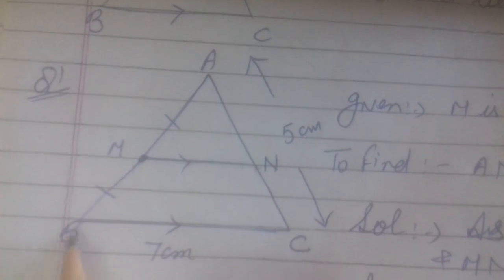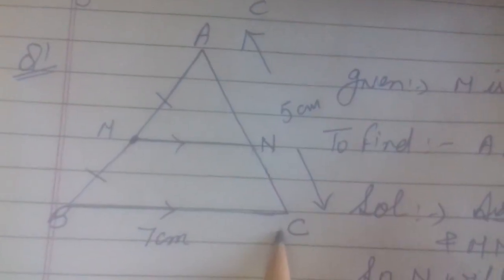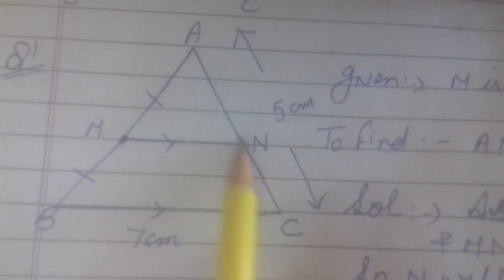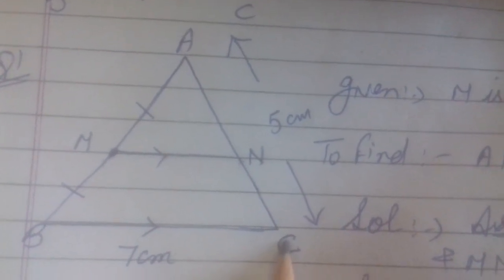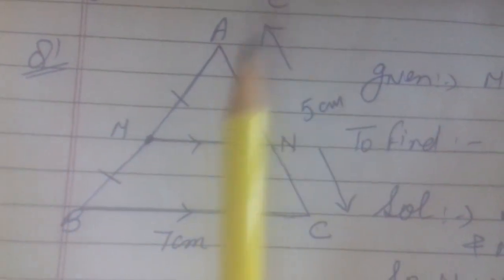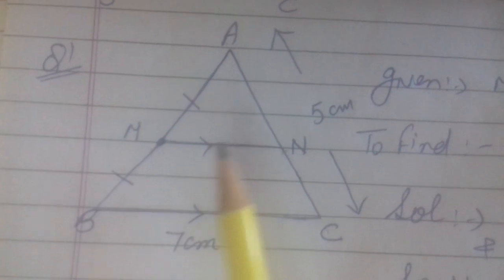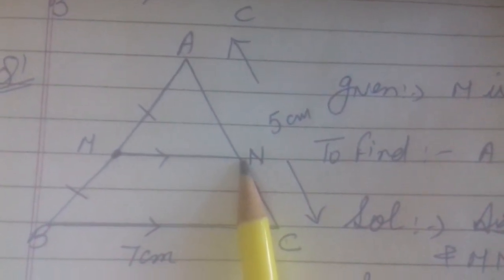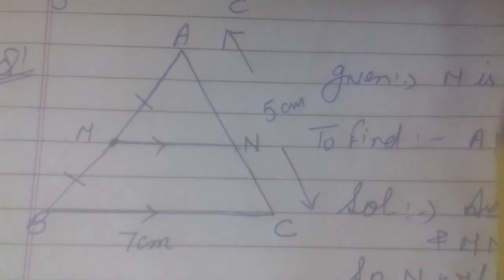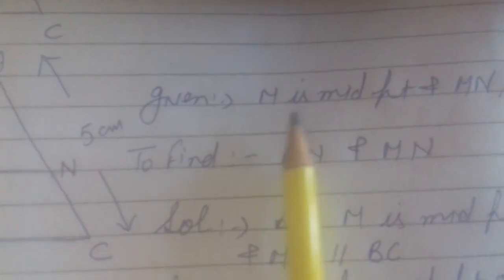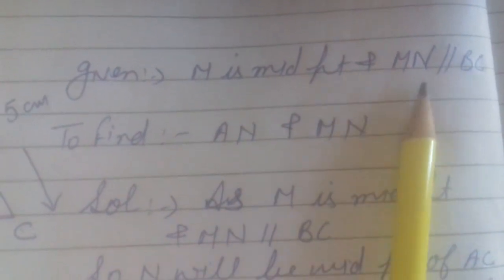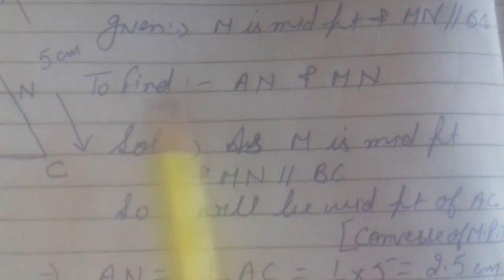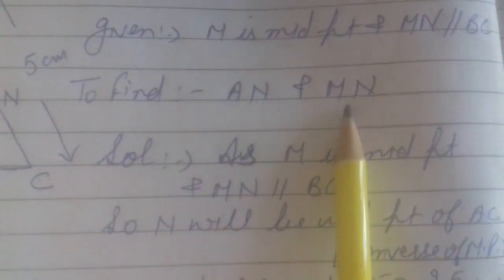In this case, the length of BC is 7, and you are asked to find the length of AN, as AC is 5 centimeters. So what will we do, children? You can see here M is a midpoint, the lines are parallel. Will N be the midpoint? Yes, by the converse of the midpoint theorem. Given: M is the midpoint and MN is parallel to BC. What to find out? The length of AN and the length of MN.